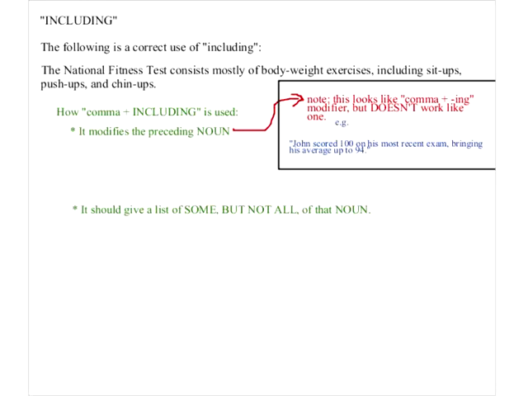So this comma bringing right here actually modifies the whole preceding action, this whole thing. But including does not work like that, and that's the point here. So this modifies the whole clause. Including doesn't. Including just modifies the noun that comes before it. So in this case, comma including just tells us about body weight exercises.